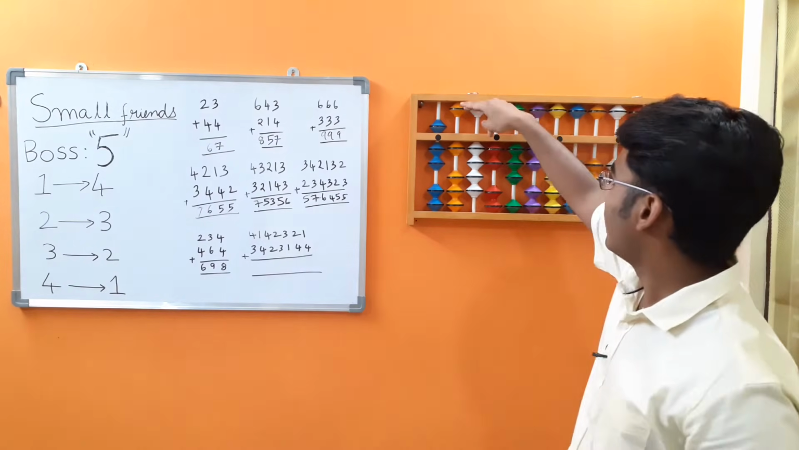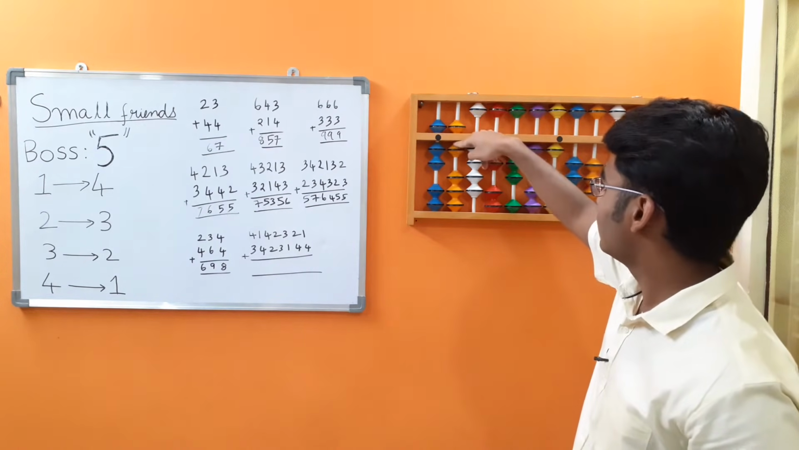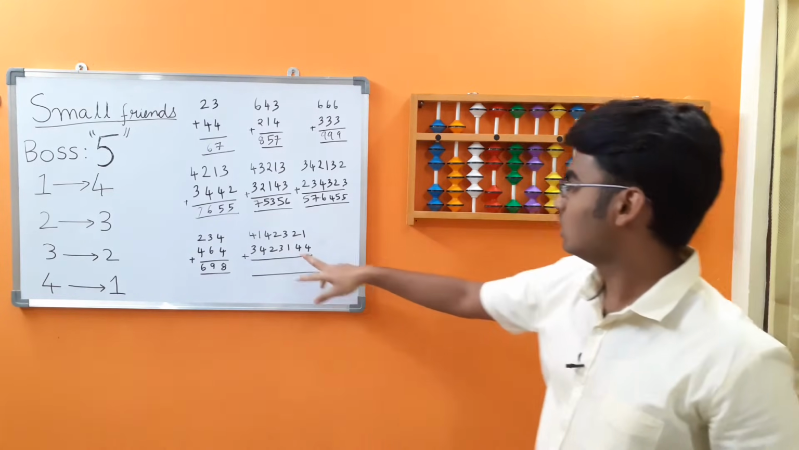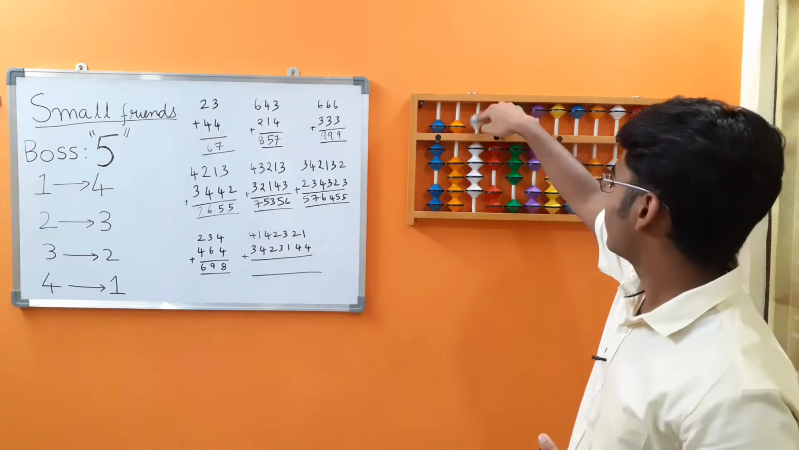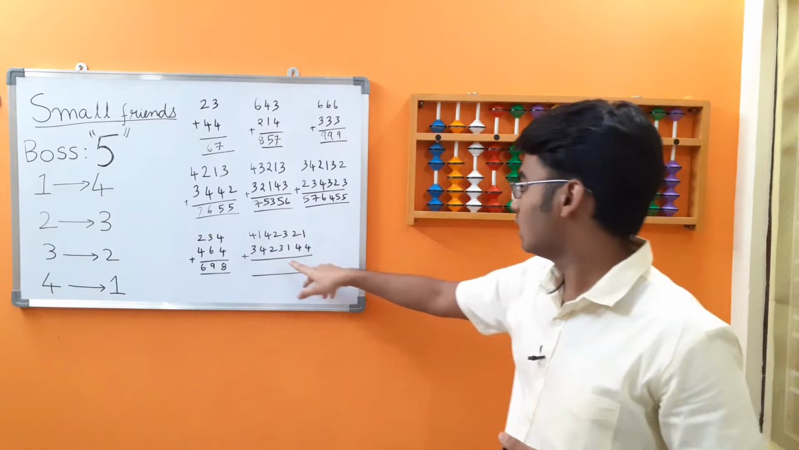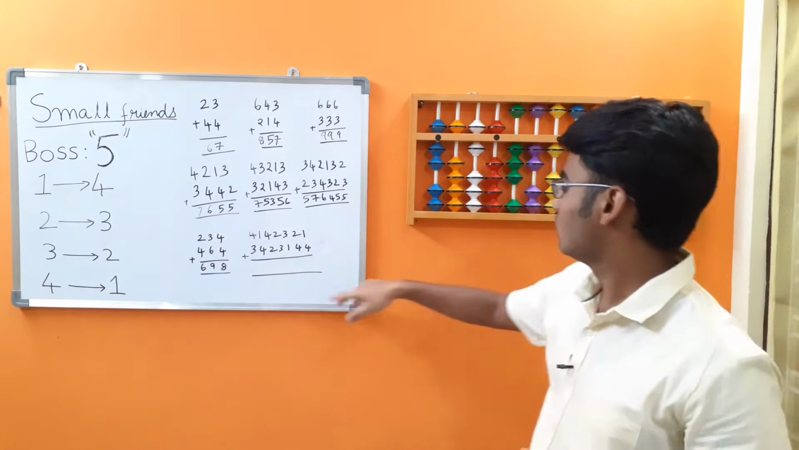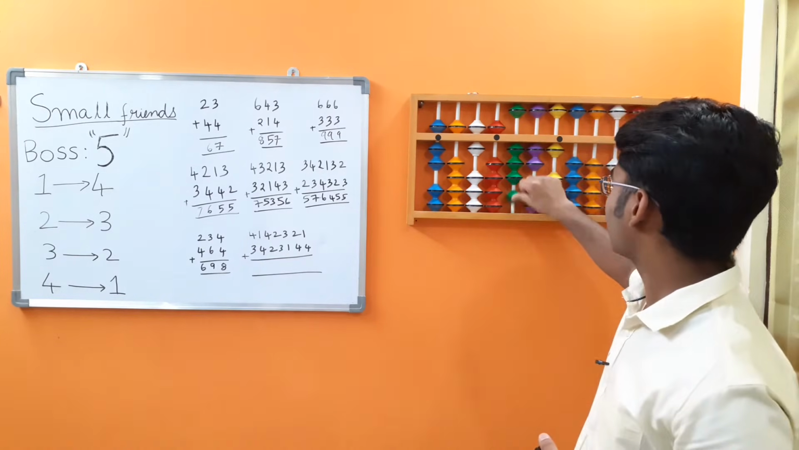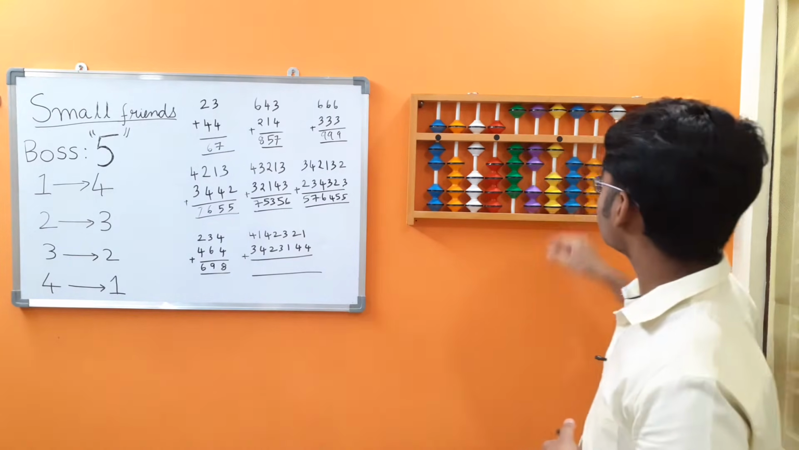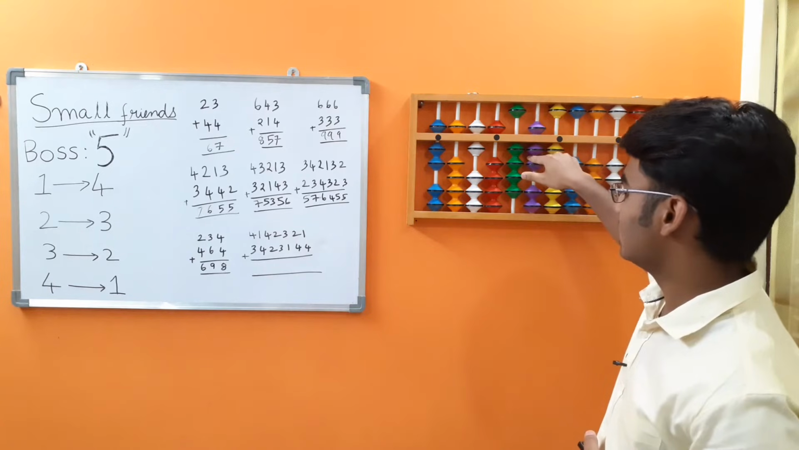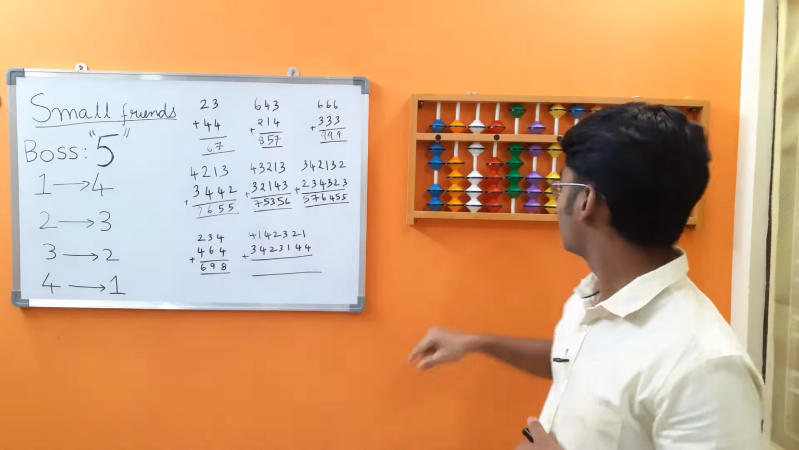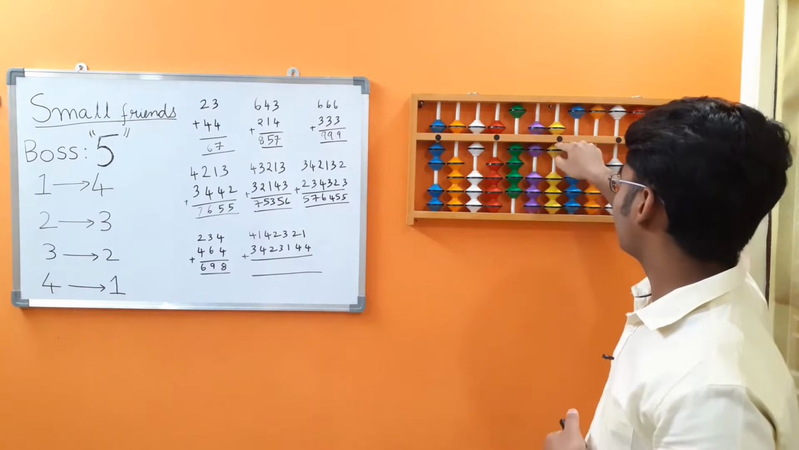4. Add the boss 5, less the friend 1. 2. Add the boss 5, less the friend 3. 3. Add the boss 5, less the friend 2. 1. We can add 1 directly. 4. Add the boss 5, less the friend 1. 4. Add the boss 5, less the friend 1.